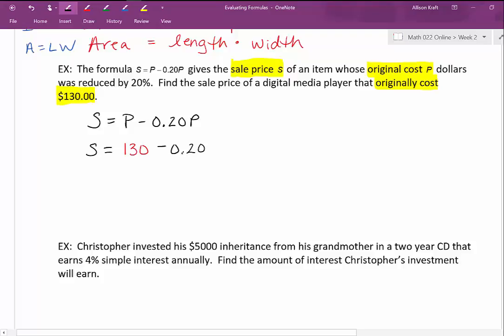The operation between the 0.20 and the P is multiplication. So when I rewrite, I need to make sure to maintain that operation of multiplication. And now we just clean up the right-hand side to solve for S. Multiplying here, we get minus 26. S is equal to 104, which means that our sale price is $104.